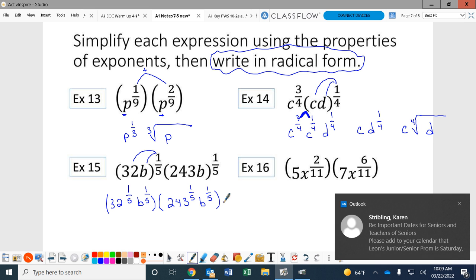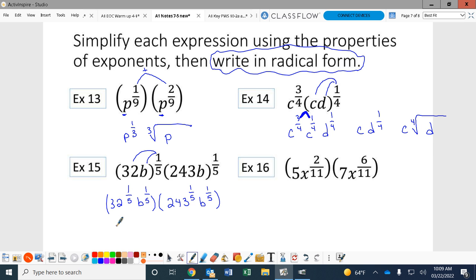Okay guys, grab your calculators. What's 32 to the 1/5? Just 2? Smaller than I expected. b to the 1/5. Multiplying that by 243 to the 1/5. 3. Do you see how much quicker that got big? That's 2 to the 5th. That's 3 to the 5th. A lot bigger, a lot quicker.